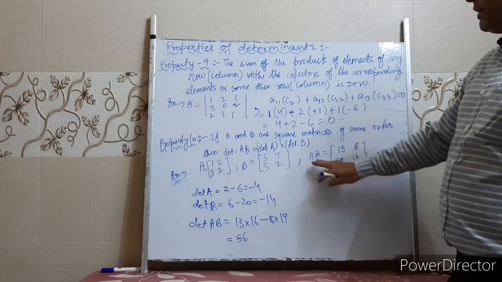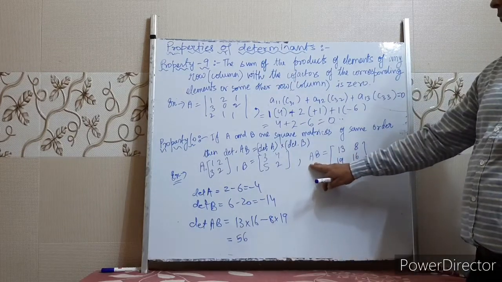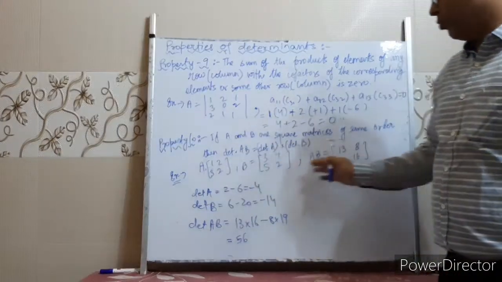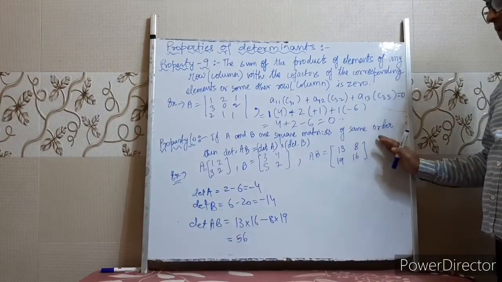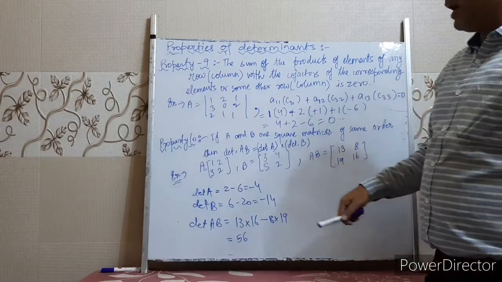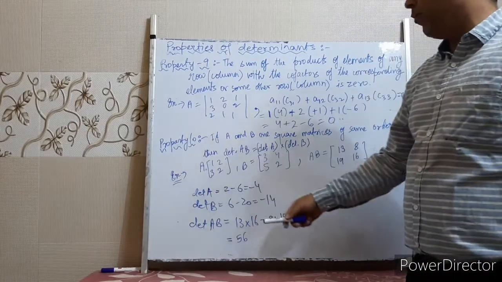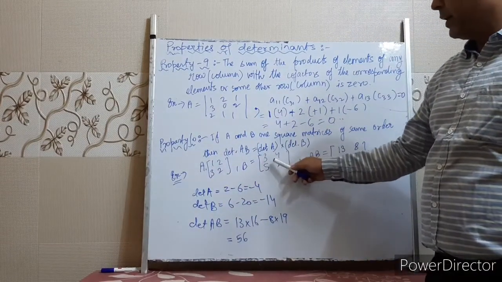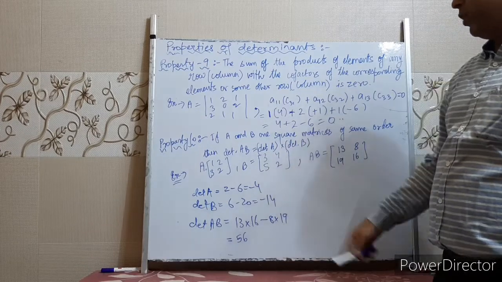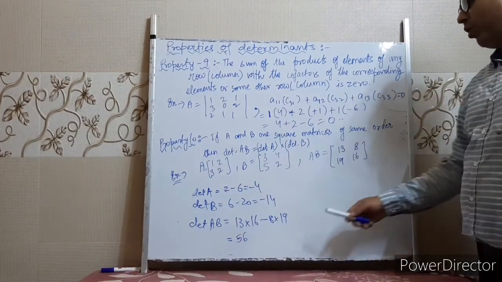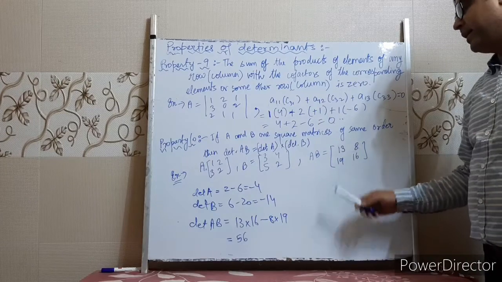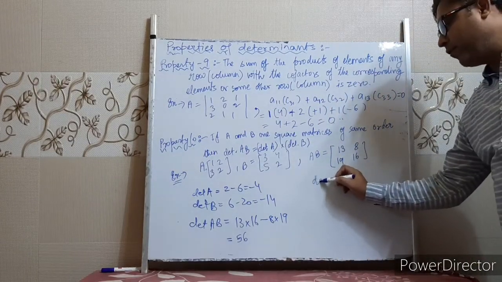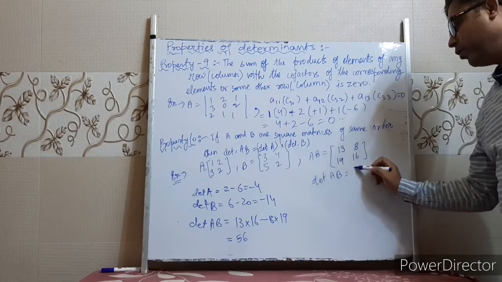So when we multiply these matrices AB, what will we get? We'll get 13, 8, 19, 16. Right? We know how to multiply. You do the multiplication, we get this matrix AB. So if you calculate the value of the determinant of A, what will we get? 2 minus 6, that will be minus 4. Determinant of B, what will we get? 6 minus 20, that will be minus 14. And determinant of AB, when you solve, it will be 13 into 16 minus 19 into 8, that will be 56. So you can see that the determinant of AB has value 56.